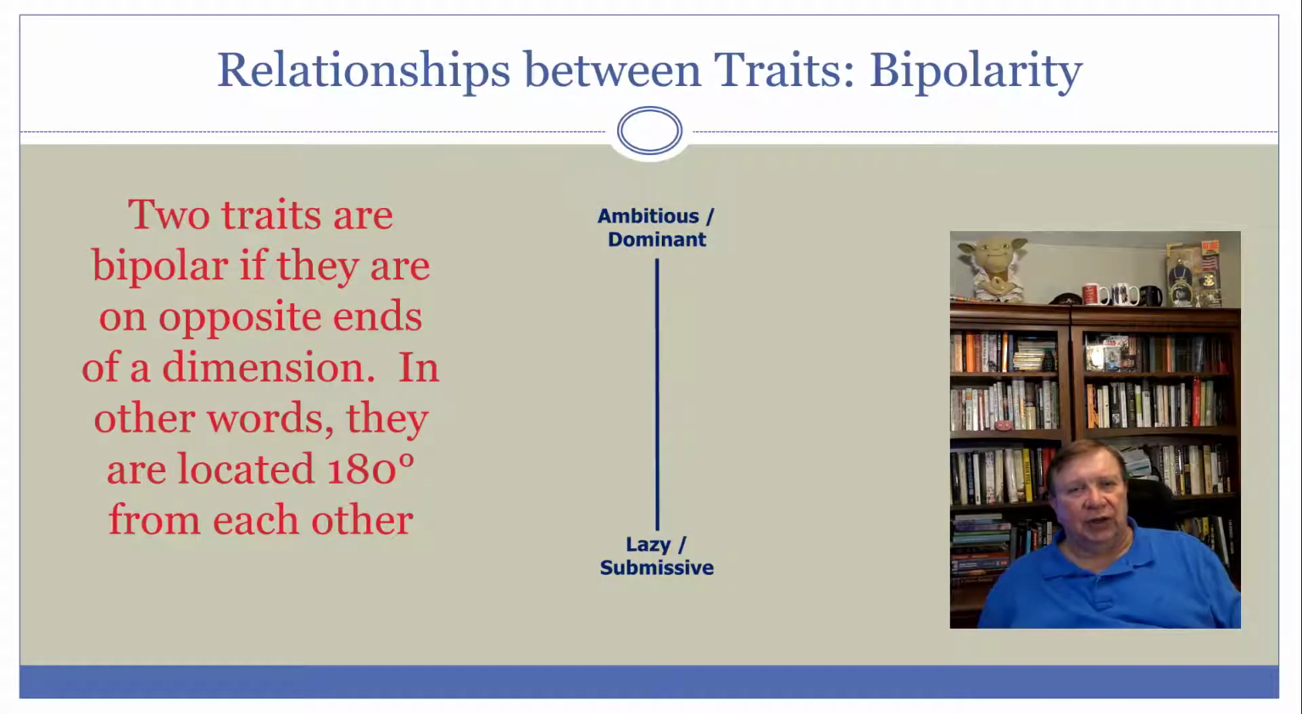Now, clinical psychologists use the notion of bipolarity differently than personality folks do. If two traits are on opposite ends of a dimension, they are located mathematically 180 degrees from each other. They'll also have a negative 1.0 correlation. So in this one, we're looking at the trait of ambitiousness, dominance versus lazy and submissive. The more dominant and ambitious you are, the less lazy and submissive, and vice versa. The more lazy and submissive, the less ambitious and dominant. So they're bipolar traits. They define the two ends of the trait. We see that in many places of trait work.